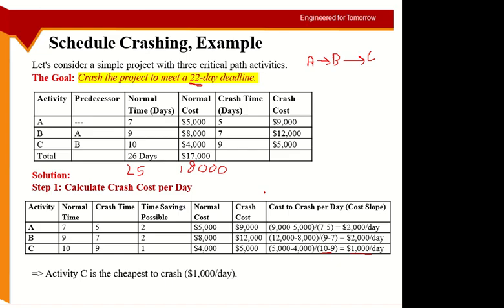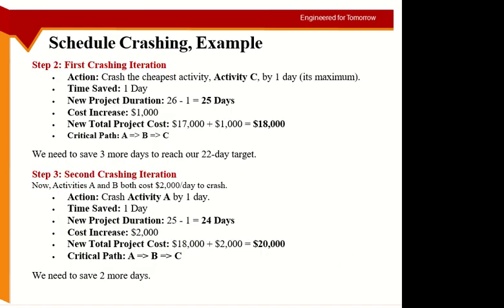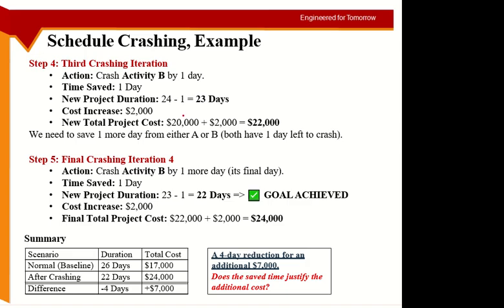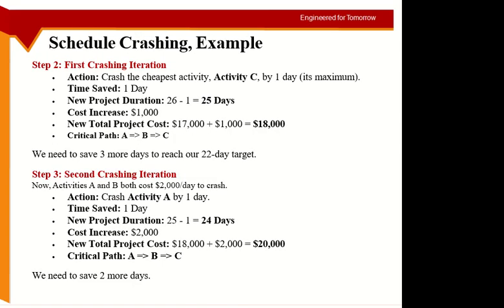Okay, both of them have the same per day extra cost, so you can do any one of them. If you reduce activity, you can reduce activity A by 1, and then reduce activity B by 1, and so on and so forth. These are the iterations which are given, but you understand the idea.